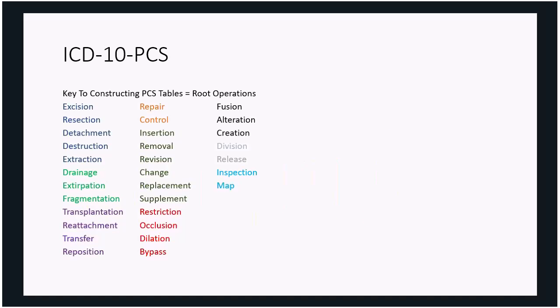These are your root operations, and I've grouped them, you see here in color, by what they have in common. So what I would suggest that you do is do the same thing. Get yourself some flashcards, group them this way by what they have in common, and memorize these. Get to know what these are. If you don't know the root operations, you're not going to be very successful with learning how to code with PCS.